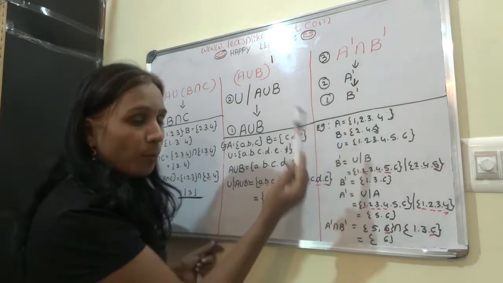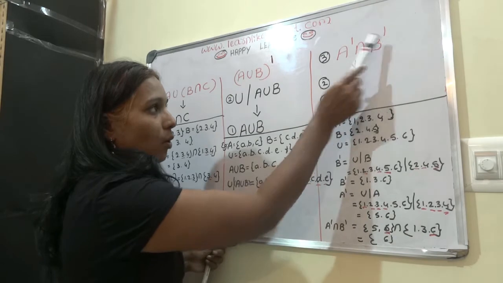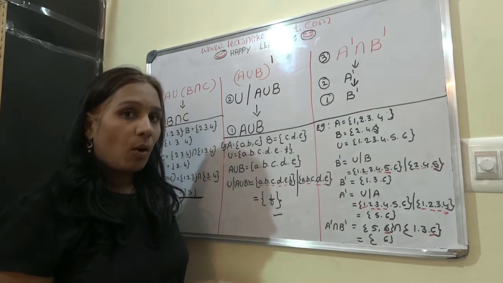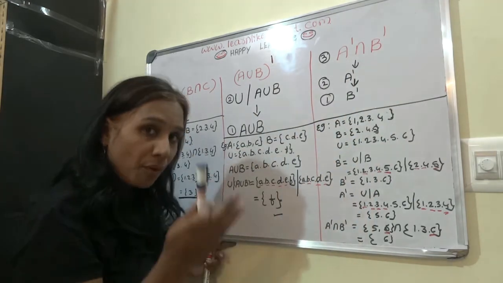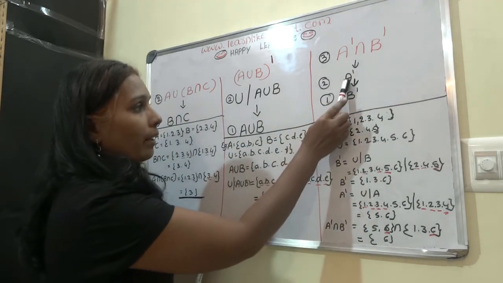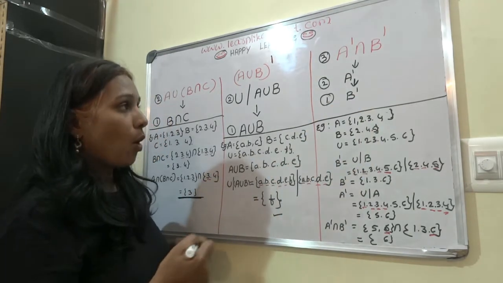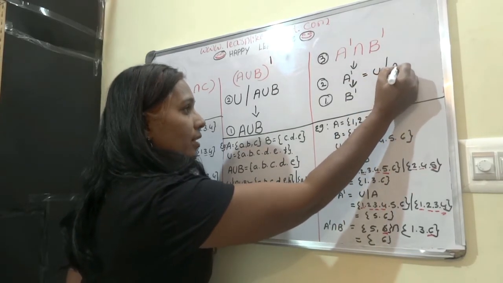Similarly, one more example I'll show you. A complement intersection B complement. To perform A complement intersection B complement, please don't do the step directly. Before that, you prepare the complement of A. That is, to perform complement of A, you have to perform U difference A.